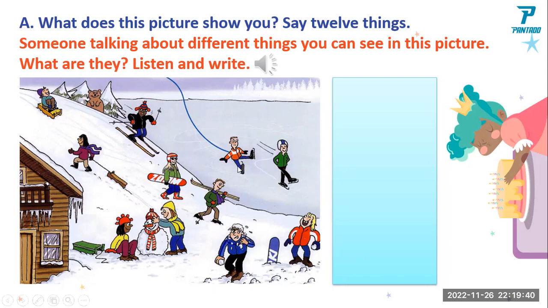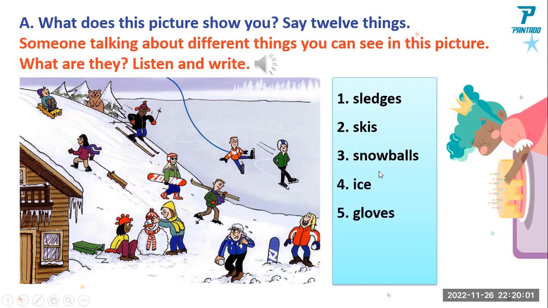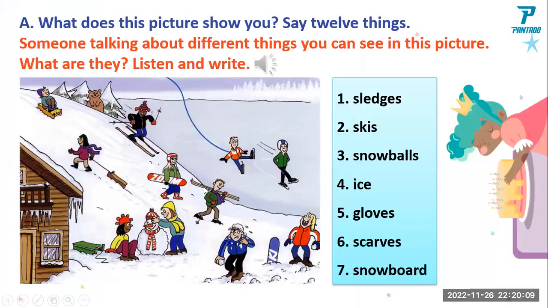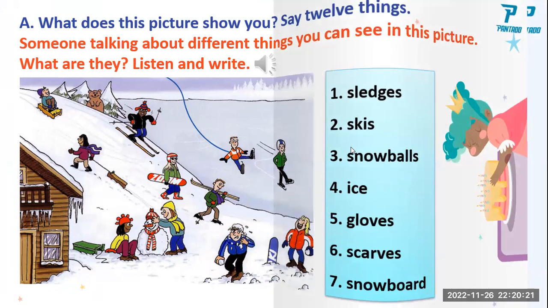Skate. Okay, it is skate. Yes, what else? How about this? Lee, how about this? This is a house. Okay, so there are sledges, skates, snowballs, ice, gloves, scarves, snowboard. There are actually so many things that you can see in here. Houses. You can see here the trees, the pine trees at the back of the bear. So these are the different things.